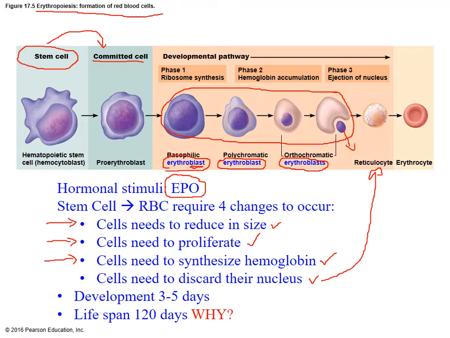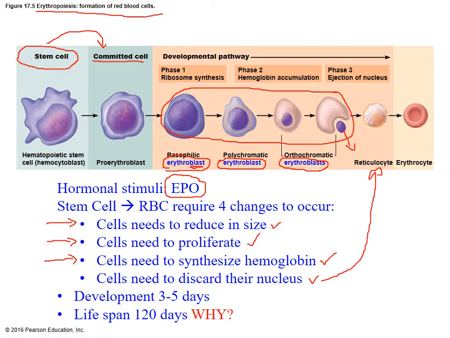All right, so let's do this all over again. If you're doing erythropoiesis, it's going to take you about 3 to 5 days. You're going to start off with a stem cell. That stem cell will be exposed to erythropoietin, EPO, that's our hormone, and it will allow the stem cell to become a committed cell. A committed cell now knows it's going to become an erythrocyte because it's been exposed to EPO. After it becomes a committed cell, we're going to form our erythroblast cell. The erythroblast cells are going to reduce in size. They're going to proliferate, meaning they increase in number, and they're going to synthesize hemoglobin.